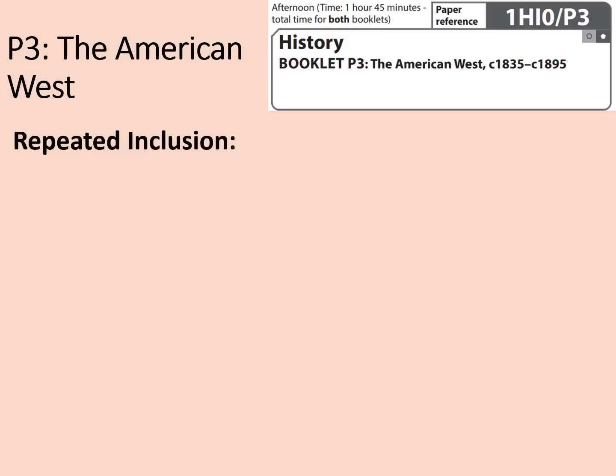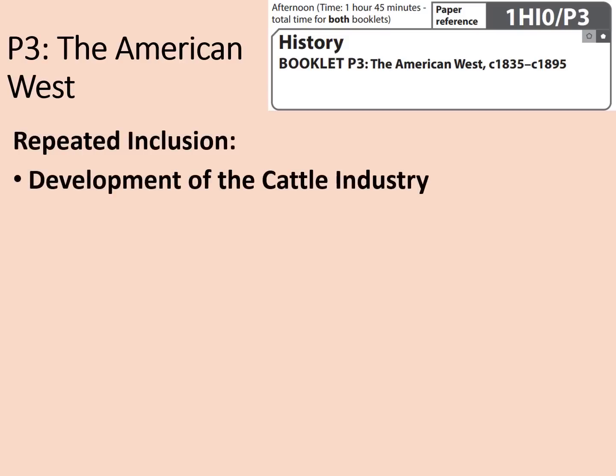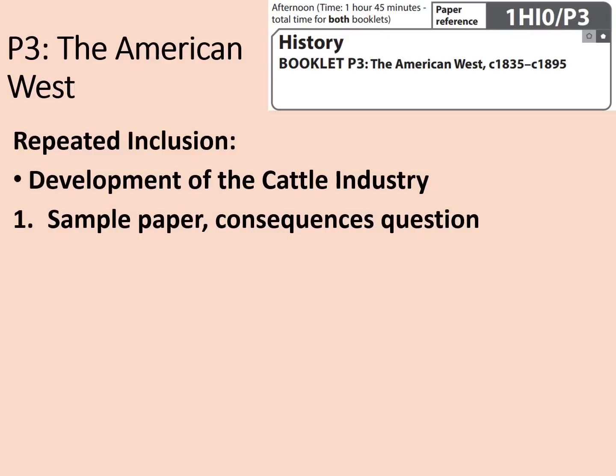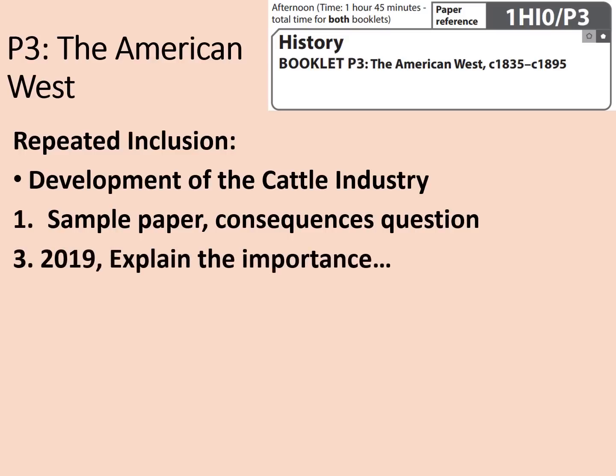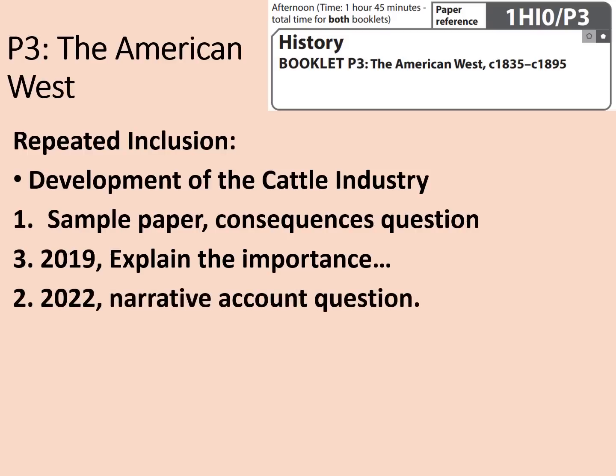There's only one topic which has been repeatedly included, and that's the development of the cattle industry. The sample paper had this as the consequences question. The 2019 exam had this as the explain the importance question. And the 2022 exam included this as the narrative account question. So you can see that it's been shared between the different question styles within the paper, even though the sample paper, of course, was not a publicly released and publicly sat exam. But what that does mean is that there are loads of exam topics which have never appeared. They've probably been relevant to the paper or relevant to other exam questions, but they've never had their own distinct and discrete examples. So let's go and have a look at them now.